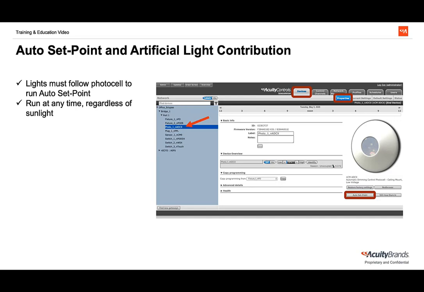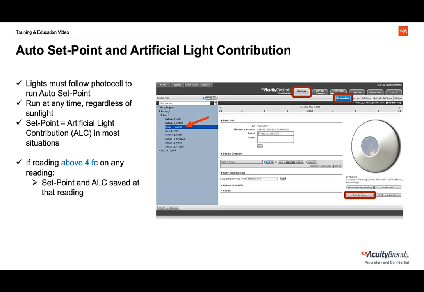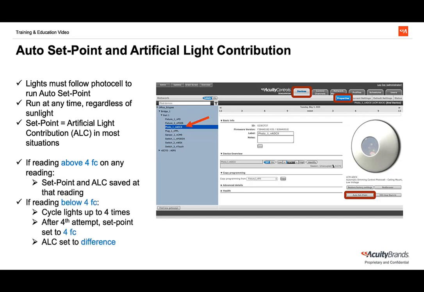The theory behind it assumes lights in the space were designed correctly, so placing the photocell set point at the same level as the artificial light contribution will ensure you maintain an adequate light level on the work surface. After the first cycle, if the difference is over 4 foot candles, set point and artificial light level contribution are set to that reading. If the difference is less than 4 foot candles, lights continue to cycle up to 4 times. If the reading stays below 4, the photocell set point is put at 4 foot candles, and the artificial light contribution is set to what the difference was.